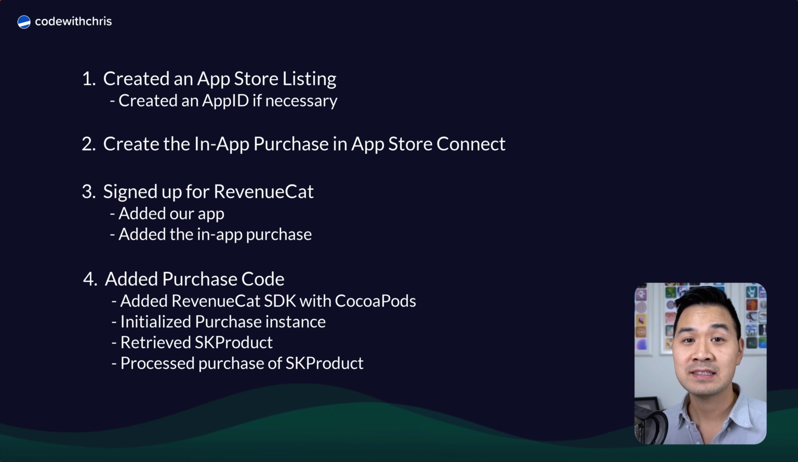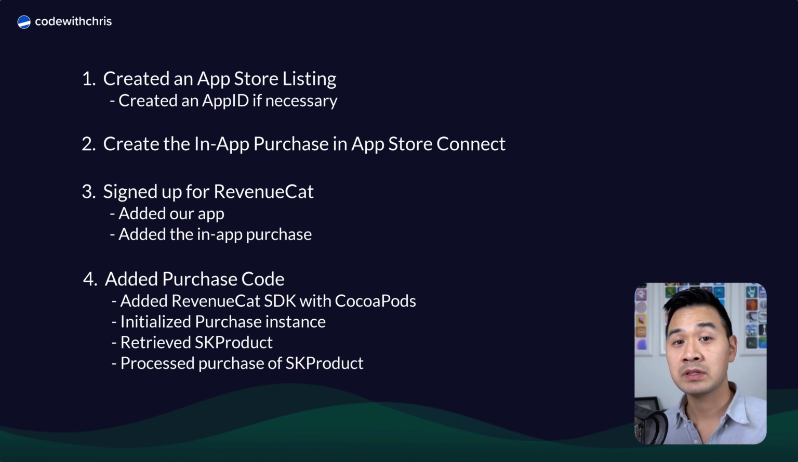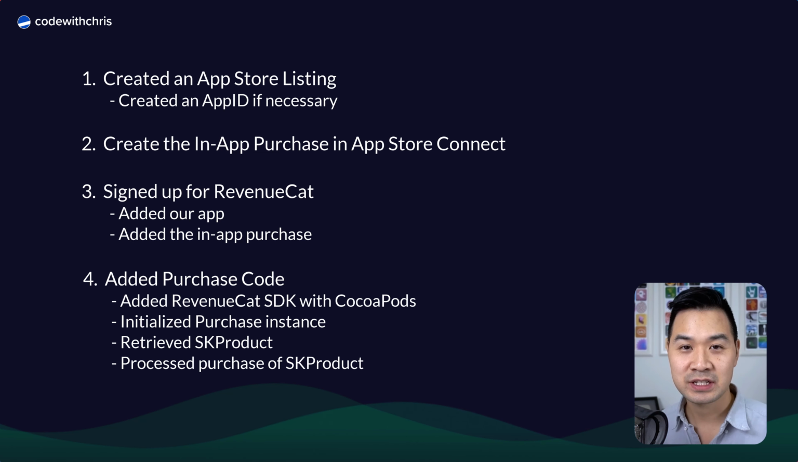You initialized the purchases framework at the beginning of your app. And then when the user tapped on the buy button, you retrieved the SK product using the purchases framework. And then again, using the purchases framework, you processed the transaction for that purchase. So there you have it. In 4 easy steps, you are able to monetize your app and allow your user to purchase something from you.